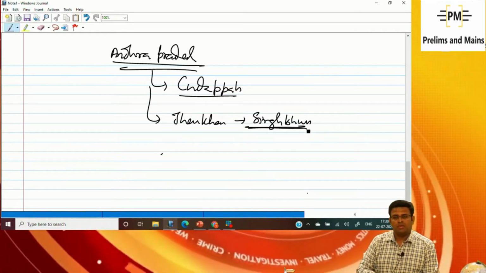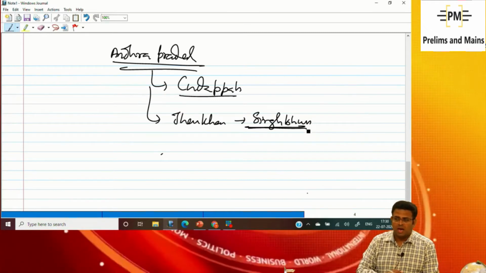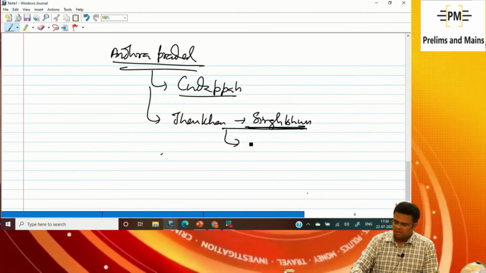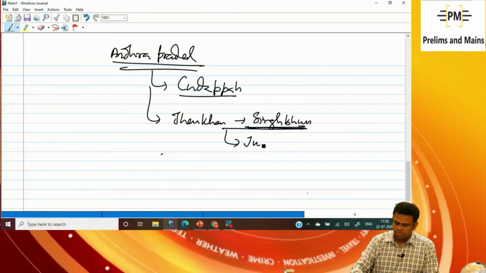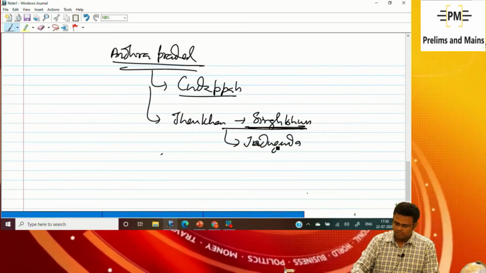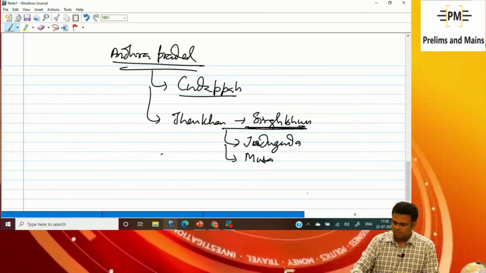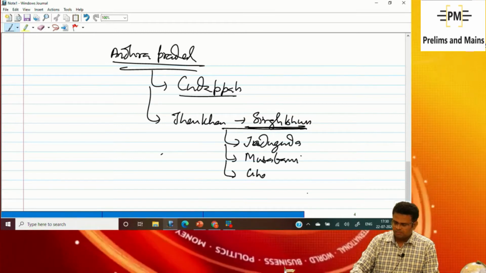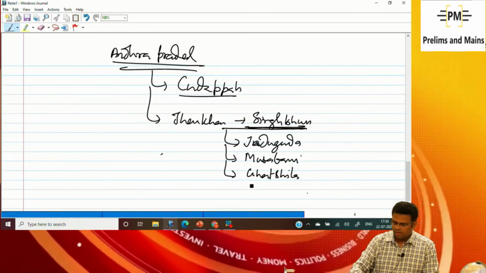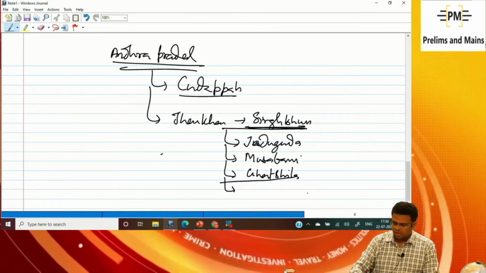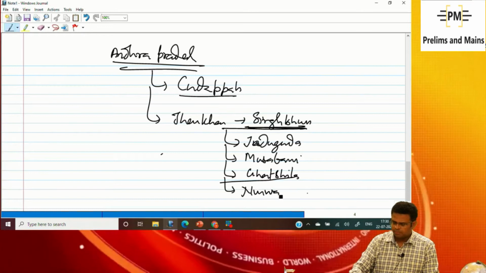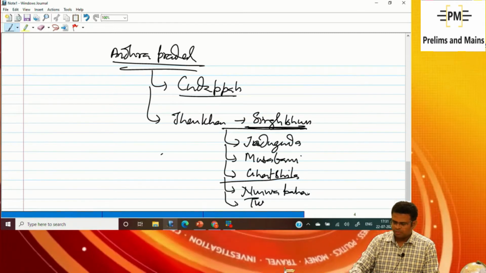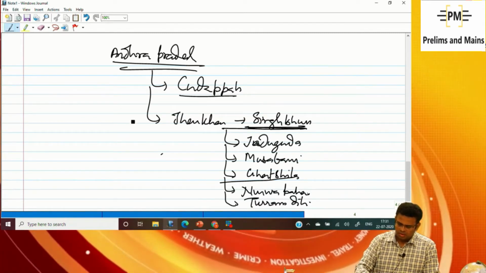And here you can see that Jamshedpur, or better to say the Tata Iron and Steel Company, TISCO, is in the Singhbhum region itself. And here we have Jaduguda, Musabani, and then Ghatsila, and the fourth one is Narwa Pahad, and we have Turamdih. These, I said, are in Jharkhand.